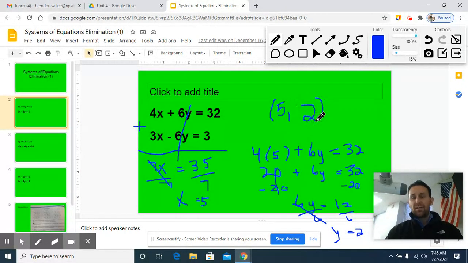So my answer is 5, 2. So if I graph these two lines, they would intersect at 5, 2. Okay, next class, we're going to get into the harder things about how to set these up if it doesn't line up perfectly. You can see the 6 and negative 6, it kind of worked out perfectly where the y's cancel out. That's obviously not always the case.